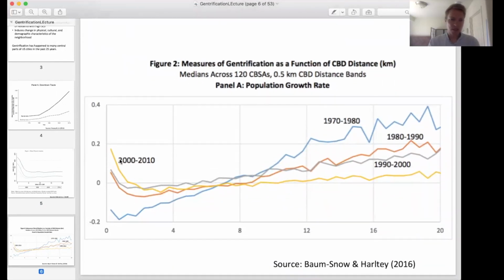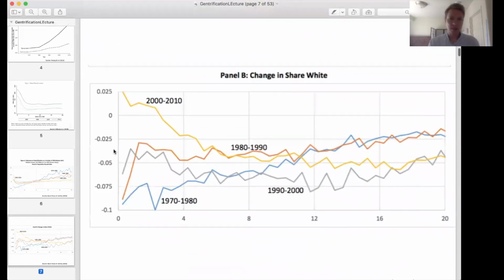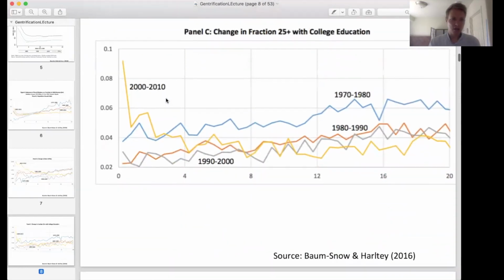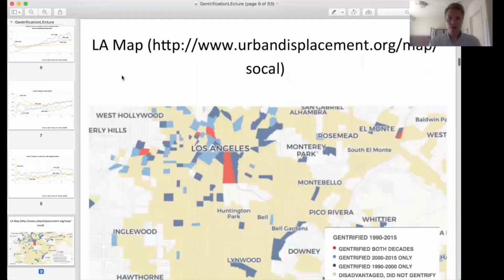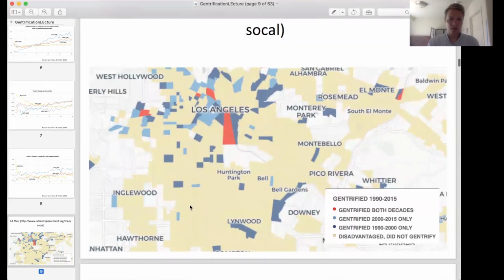Okay. There's the population growth rate. Again, you can see in the most recent periods that we have good data for, the neighborhoods that are growing the most are these downtown neighborhoods. Typically, or stereotypically, gentrification is associated with white people, and we can see this influx of white people to the center neighborhood in the most recent period. College graduates, again, are associated with gentrification, and we again see that influx of college graduates going to those center city districts. Here we have LA, and we can kind of get a feel for the neighborhoods that have been classified as gentrified.